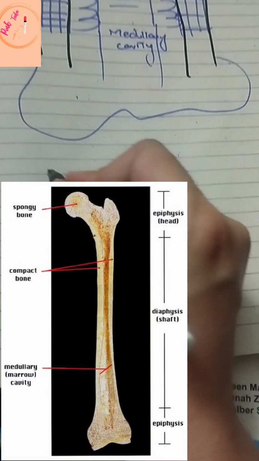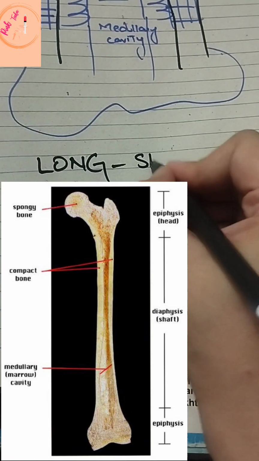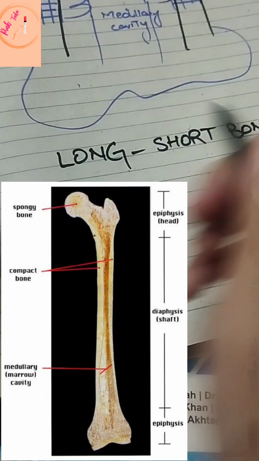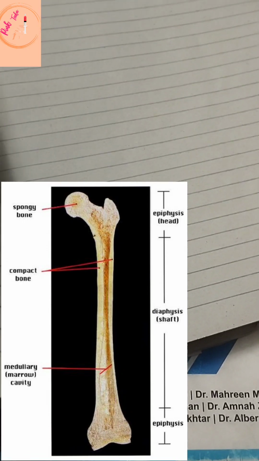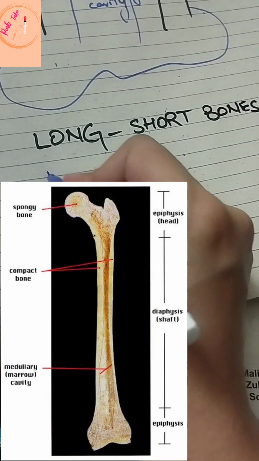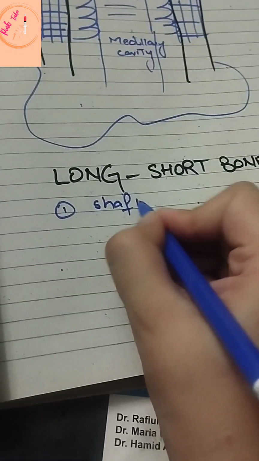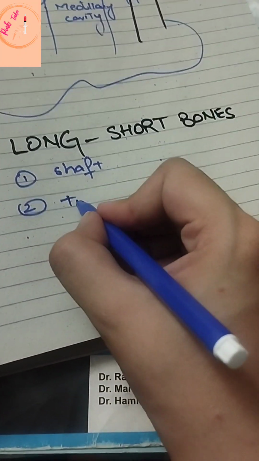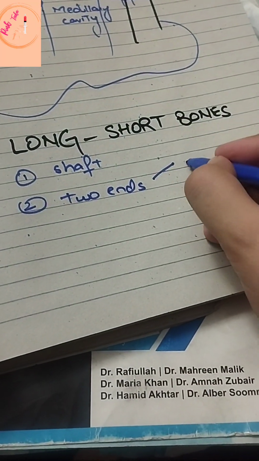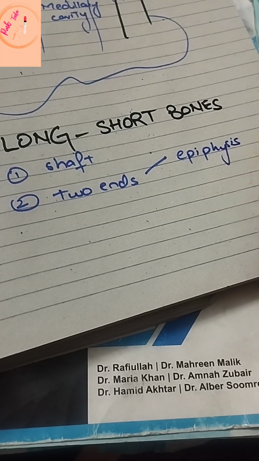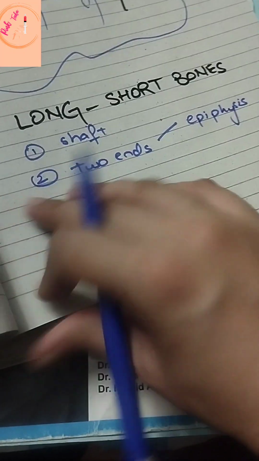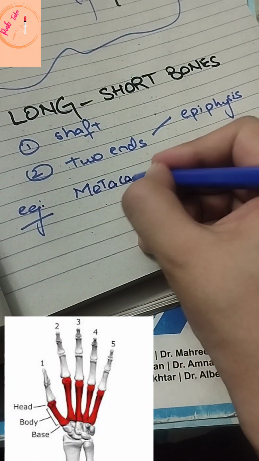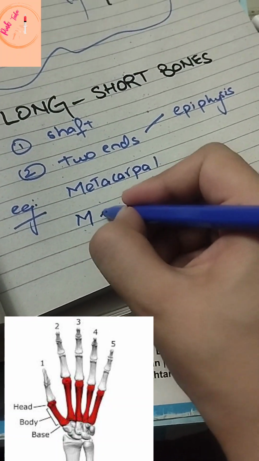Second category of bones that we are going to study are the long short bones. Now the long short bones, according to structure, typically have a shaft and they are shorter in length than the long bones. They have two ends, but only one end is called epiphysis. Typical examples of these bones include the metacarpals and the metatarsals.